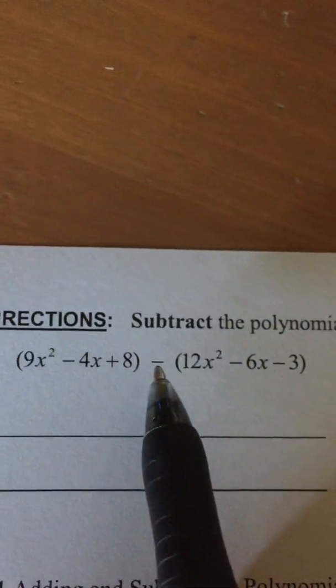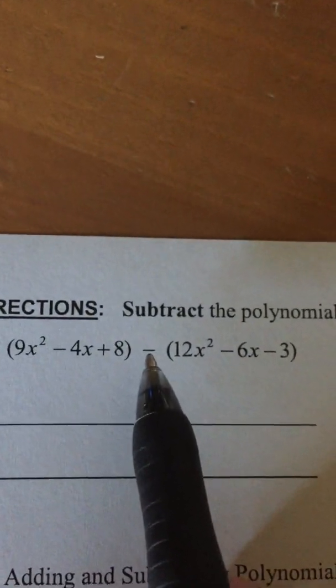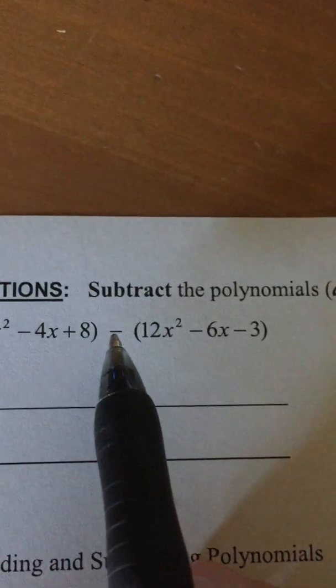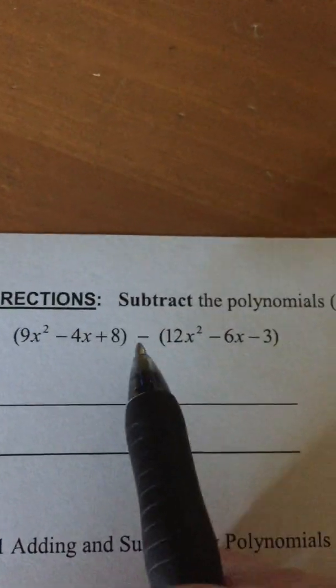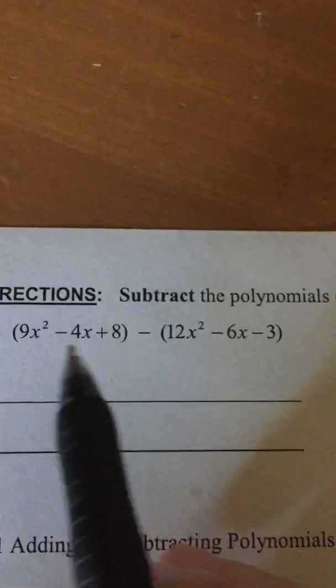This is a subtraction problem. So we're not following the reference sheet. We are not doing any of the fancy exponent rules. Okay, we're just combining like terms. But for me to combine like terms, I have to get rid of the parentheses.